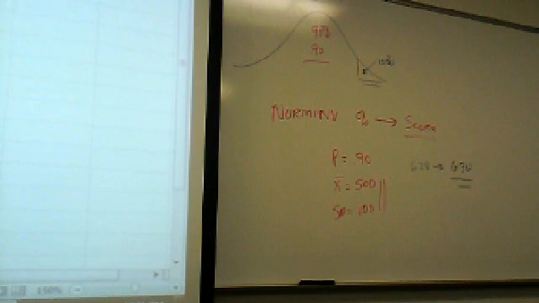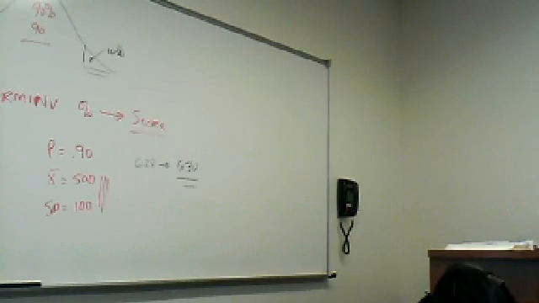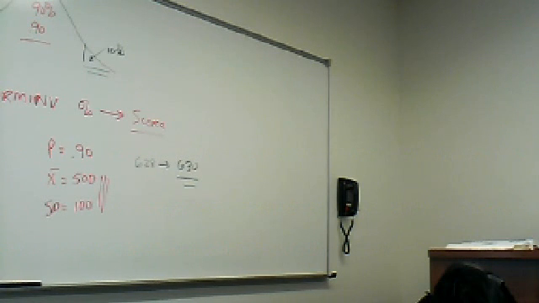Okay? So we look at the difference. If I know the score and I'm trying to find the proportion of students, I'm going to use norm dist. If I know the proportion of students or probability and I'm looking for a cutoff and I know the mean and standard deviation, I'm looking at norm in. Okay.